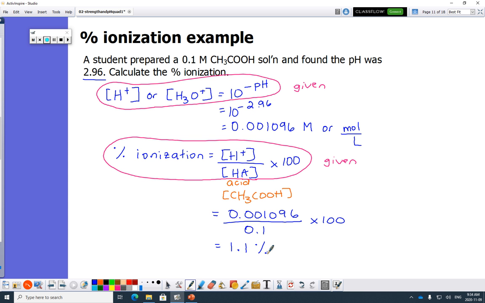and check the logic of your answer. Should it be a really low percentage? Yes, it's a weak acid. If it was strong, it would be 100, right? So that makes sense.